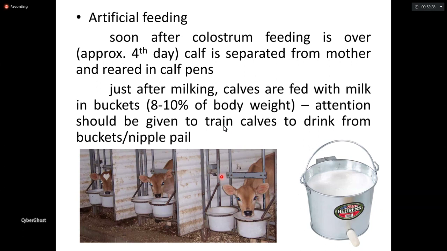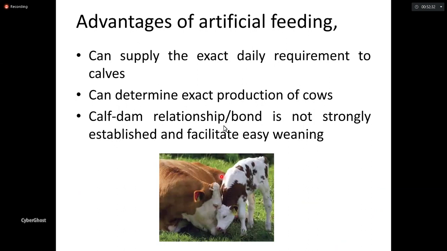So that's why we provide this practice, this artificial feeding, right? At the same time we can determine the total volume of milk produced by the mom, and the amount of milk consumed by the young animals, right? In addition, as I mentioned, the bond between the mom and the young one is very low, not that long, right? So then we can easily wean them.